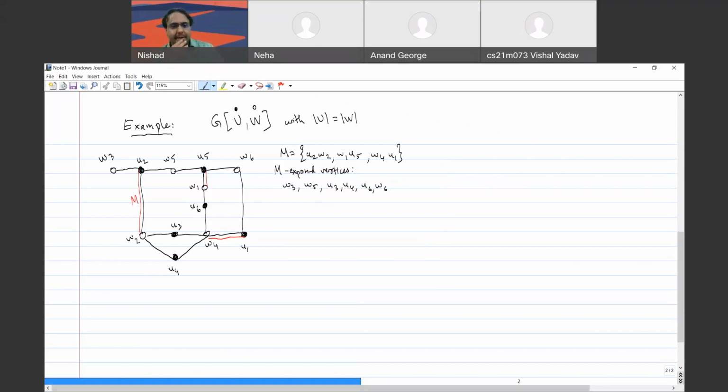Okay, so that's our matching with three edges, and those are our exposed vertices. What do the exposed vertices comprise in this graph? It's a stable set, right? So if there were any edges there, you could have added it in the matching. Right? So just one way of looking at it.